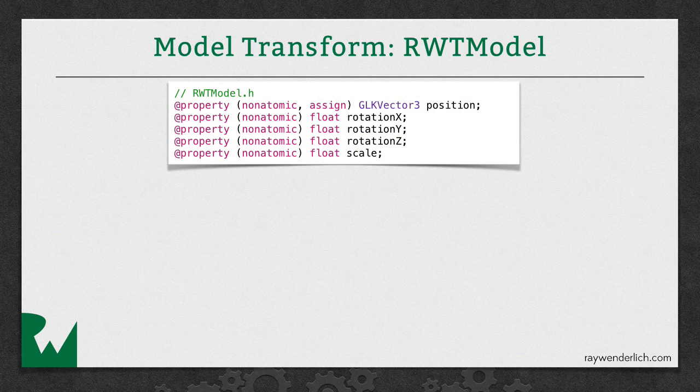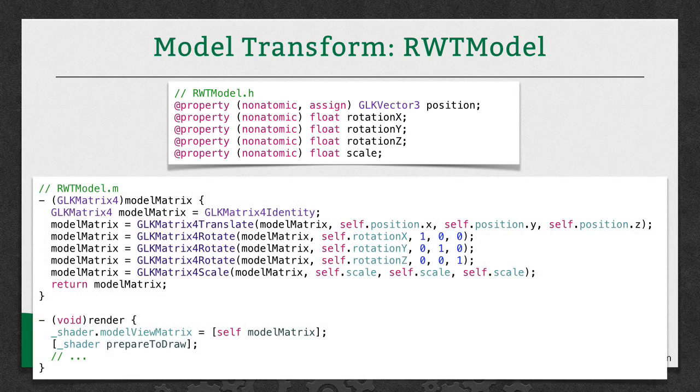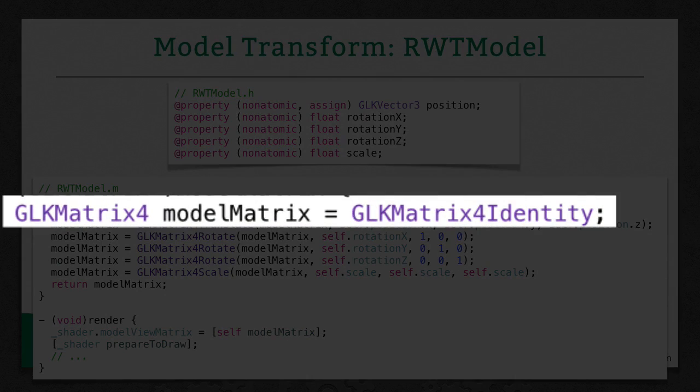So here's the example of what we're going to do for RWTModel. We're going to have a whole bunch of new properties here for position, rotation, and scale. And then here's our helper function to create a model matrix. So we're going to initialize the model matrix with a special value called GLKMatrix4Identity. This is a matrix that if you multiply it by a vector, it does nothing. It makes no changes to it. You get out what you get in. So it's a good starting point.